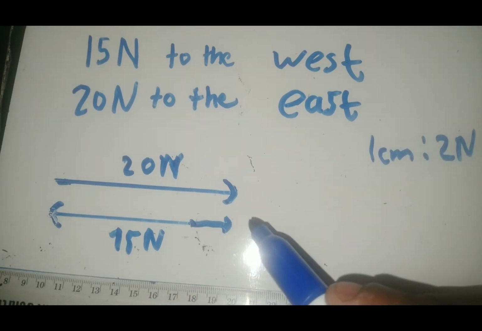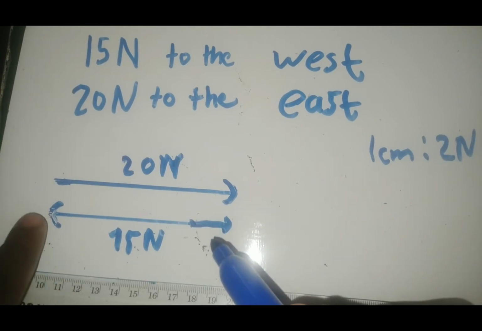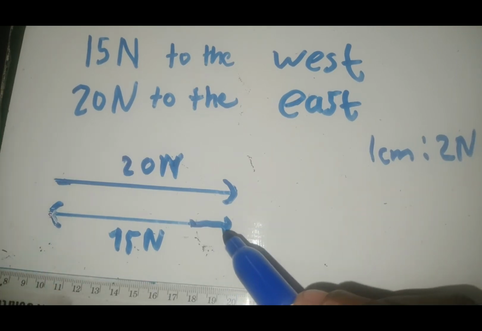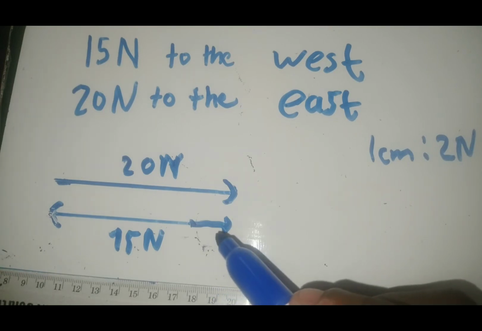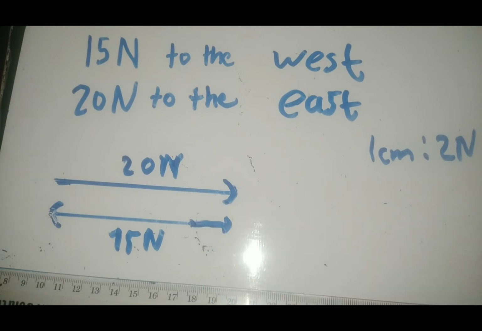But when we're drawing forces, it has to be the head of one connecting to the tail of the other one. It doesn't matter which one I start with, but I still have to make sure that the head of one is connected to the tail of the other one. And I have to make sure that the directions are maintained as well.